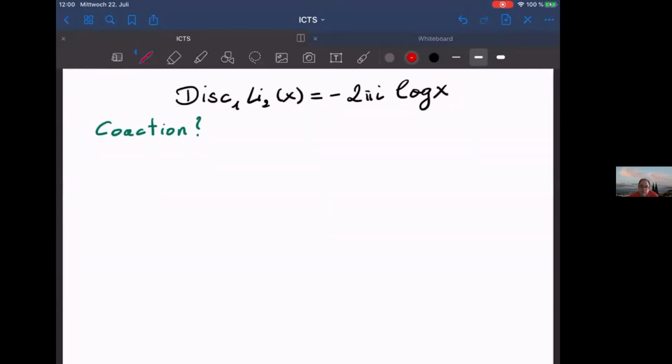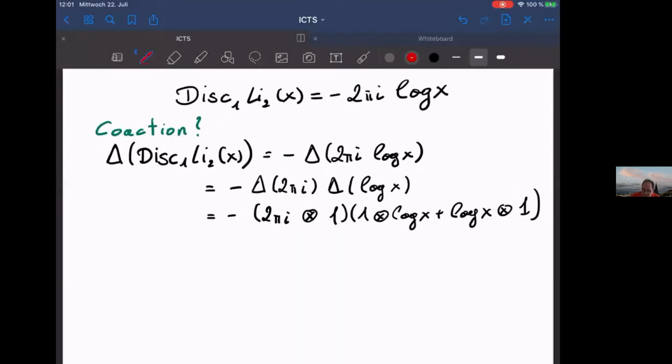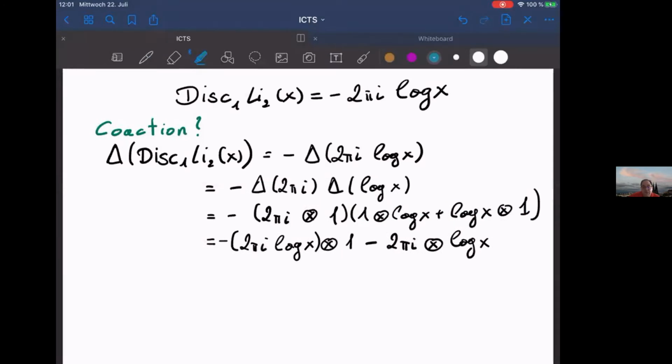So we said, well, I left it as an exercise: the discontinuity of the dilogarithm around 1 is minus 2 pi i times log x. So let's see what the coaction would give us. If I act with the coaction on the previous formula, that's what I get. The coaction of a product is the product of the coactions. And now remember that delta of 2 pi i is 2 pi i tensor 1. Delta of log x is this. And so this is what you get. I remind you that A tensor B times C tensor D is A times C tensor B times D. That's what you need for the last step.